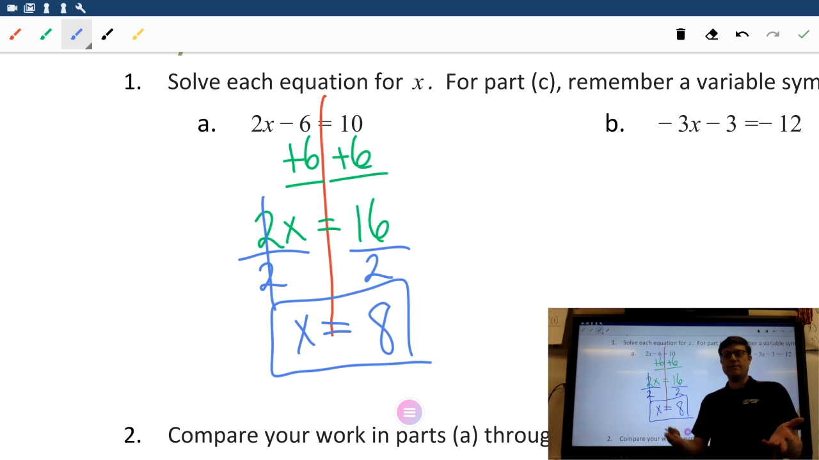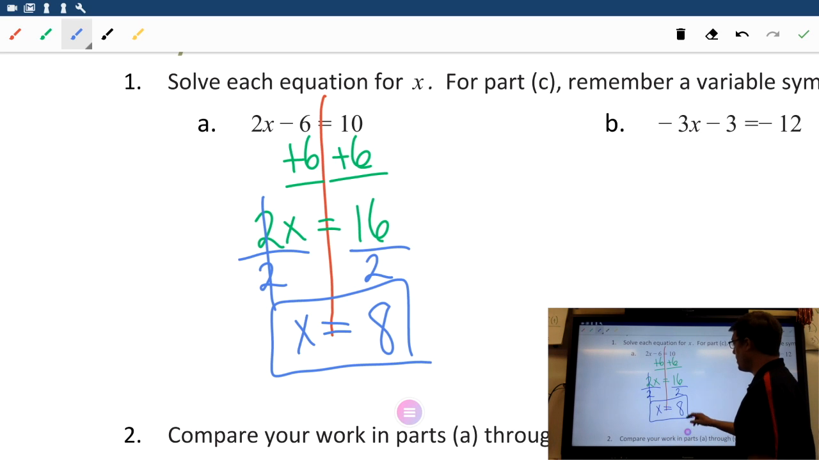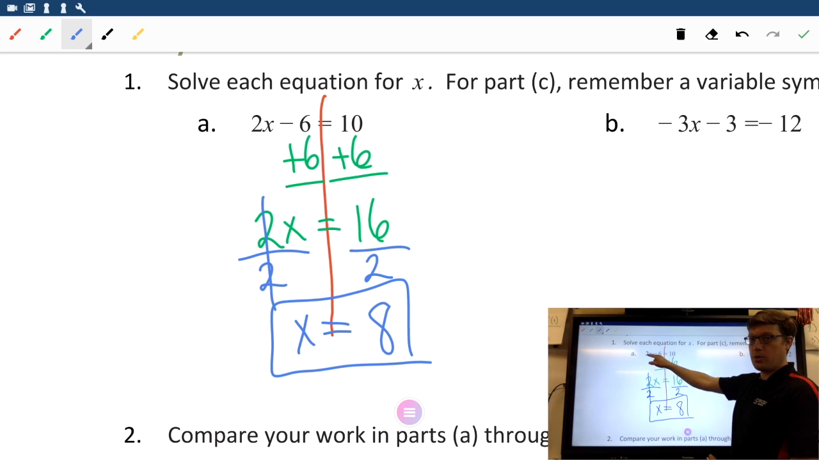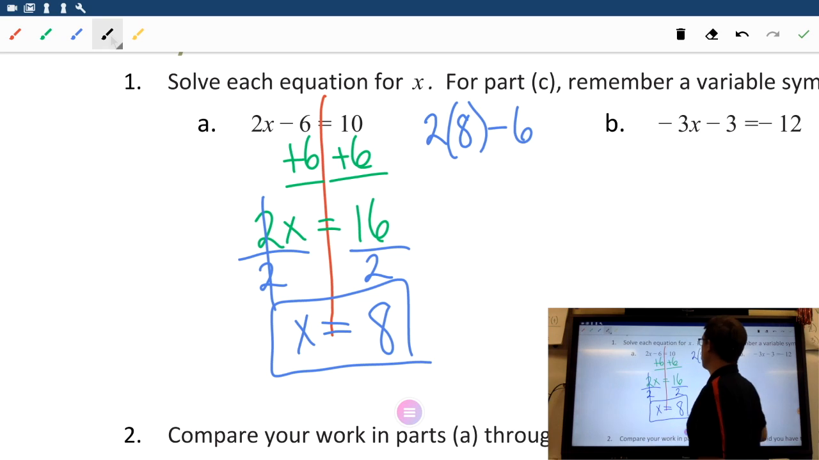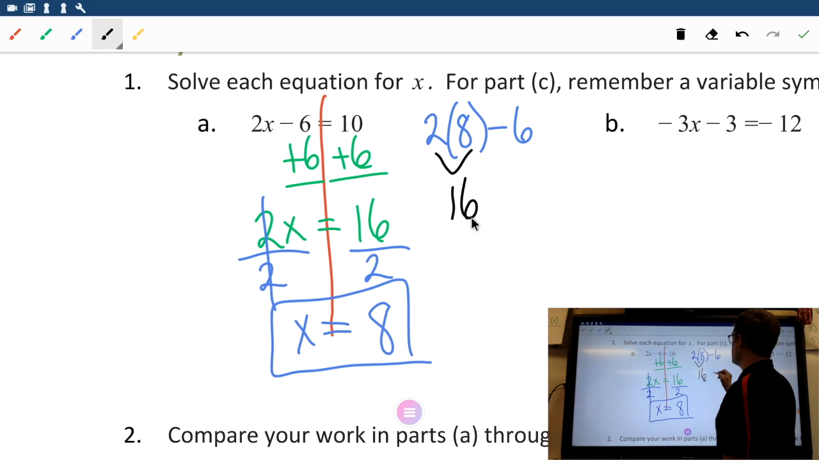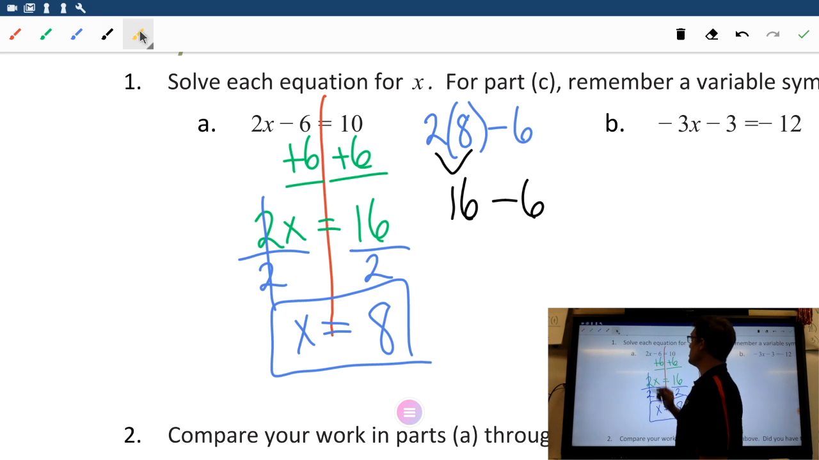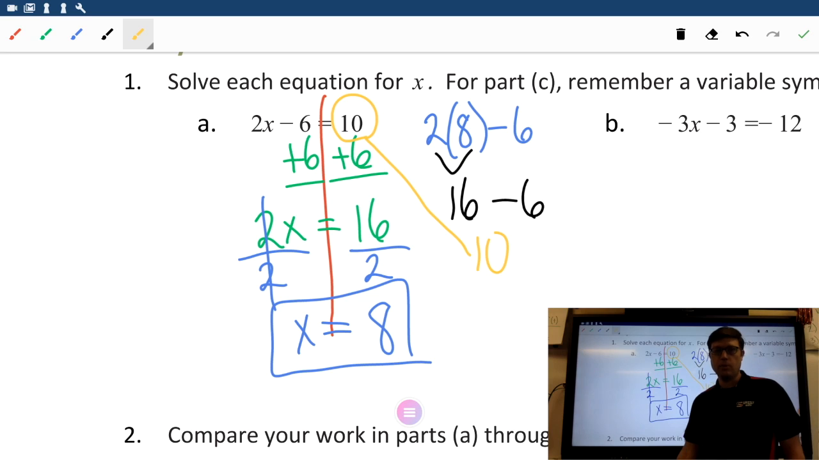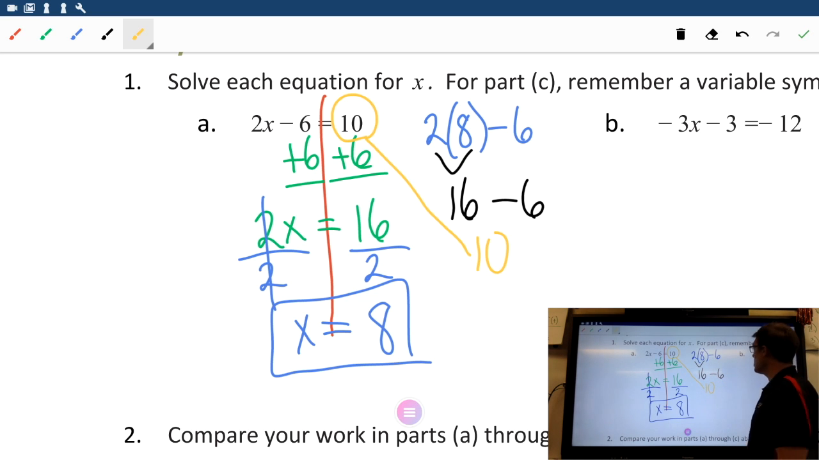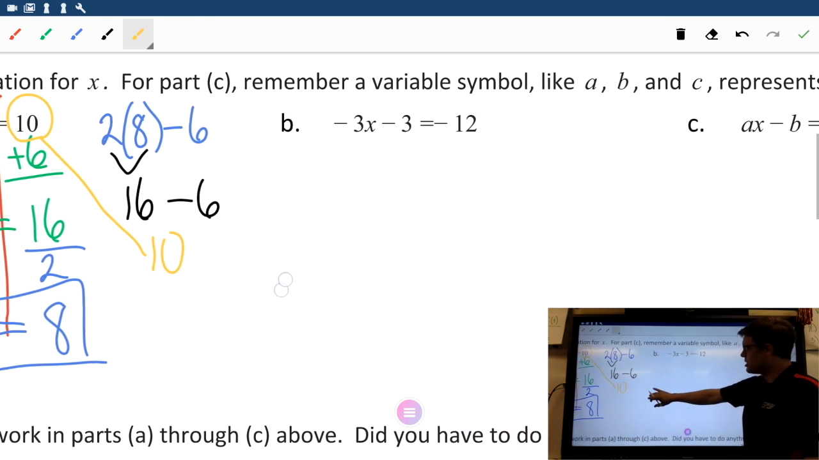We can check if this is actually a solution by taking the 8 and putting it back there where the x is located. So 2 times 8 minus 6. Following the order of operations, 2 times 8 is 16. And then 16 minus 6 is actually 10. So it does line up. We have 10 as our answer. Okay, continuing on with the problem.